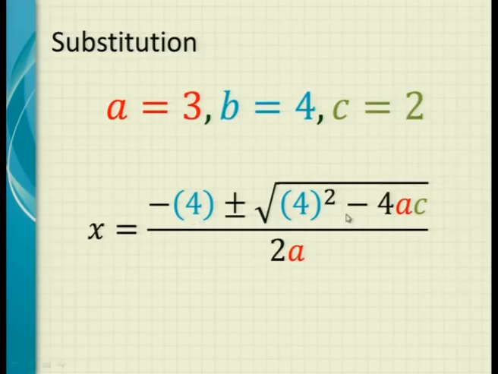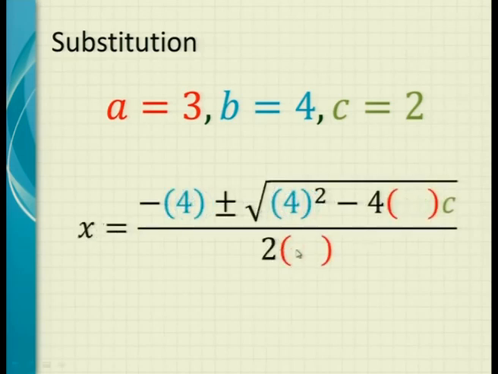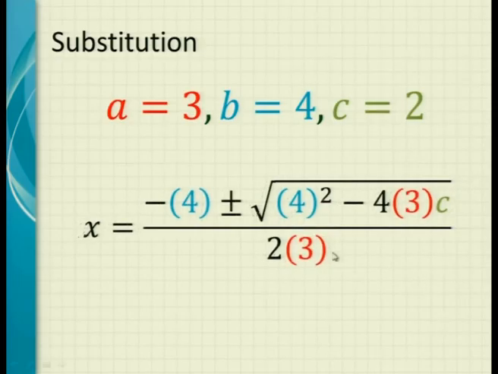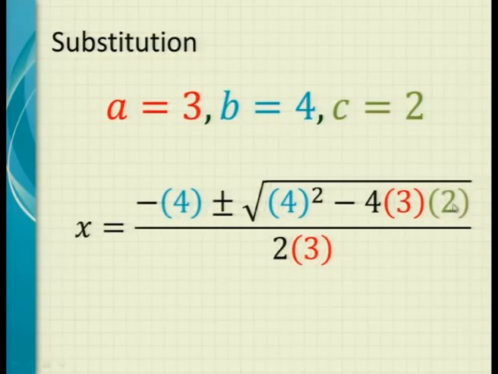Now let's take the A. Instead of the A, we put the brackets. You see those red brackets? The rest remains exactly the same. And inside the bracket, I put the 3. And now we do the same with the C. Instead of the C, you put the brackets, and inside the brackets, you put the 2. Now you've substituted. In the next lesson, I'm going to show you how to use your calculator to solve this equation. But this is the way we substitute.